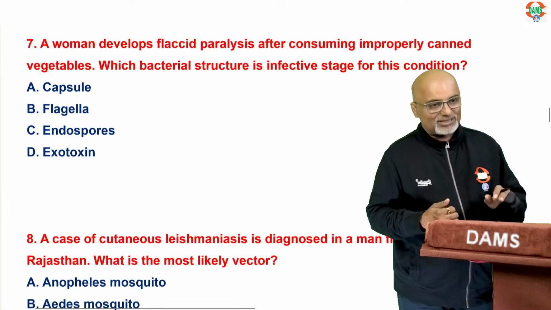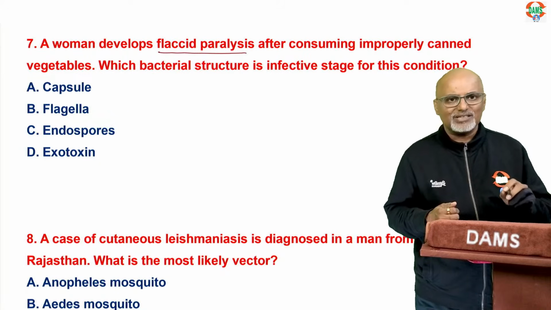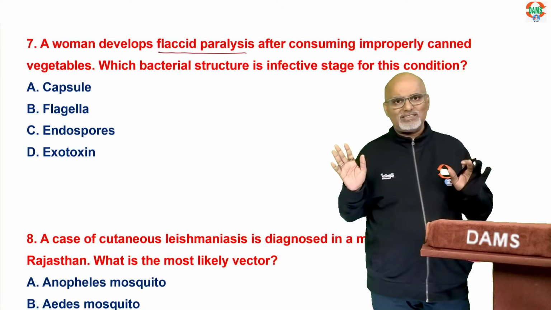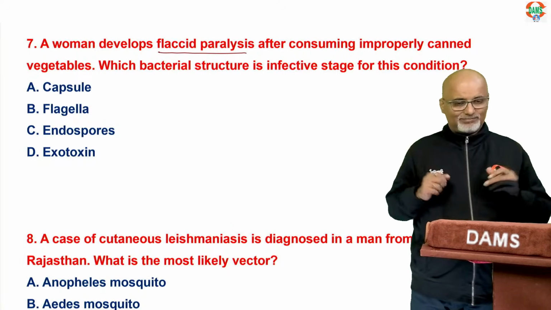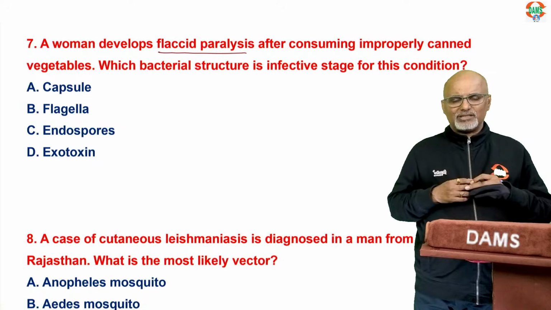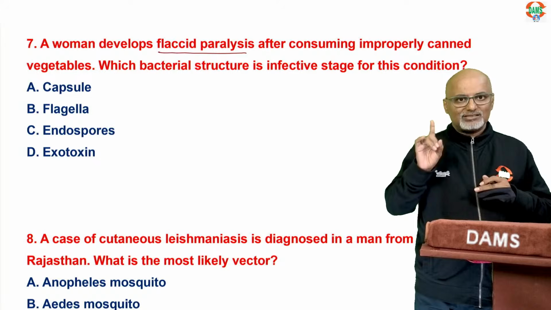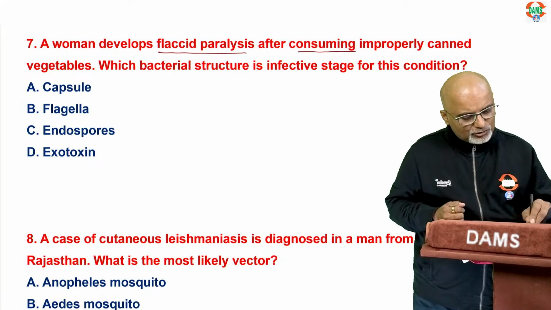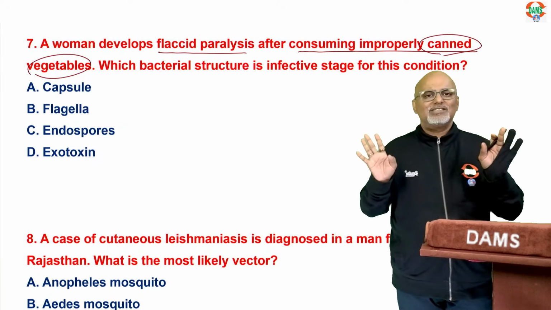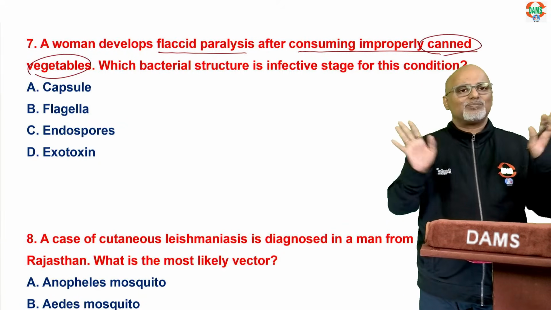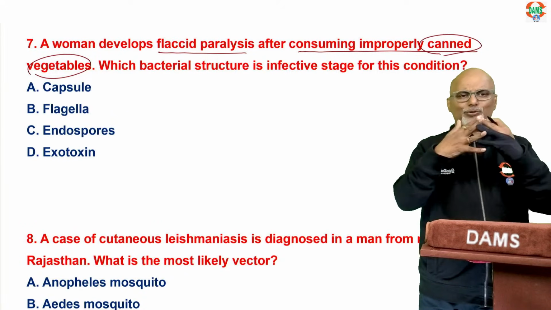A woman develops flaccid paralysis. Wow. Whenever flaccid paralysis comes, immediately your mind goes to microbiology. Flaccid paralysis means first you should think of botulism. You sit in the exam, and the same question comes. Flaccid paralysis. In one second, maybe botulism. But don't take the decision. Suspect. After consuming improperly canned food. Good. Canned food. Then 100% I decide it is botulism. Canned food, flaccid paralysis, ultimate combo.